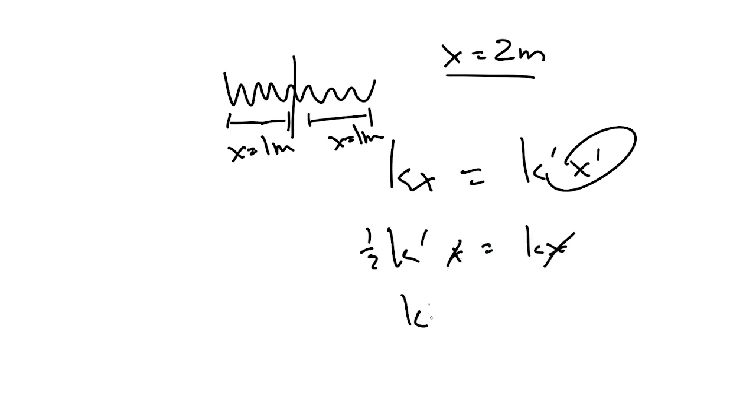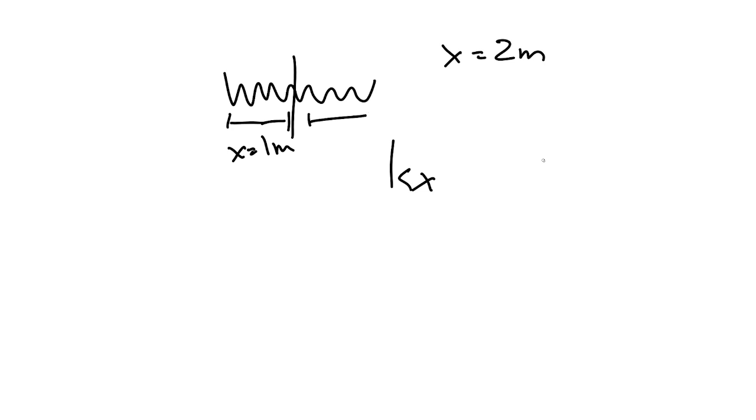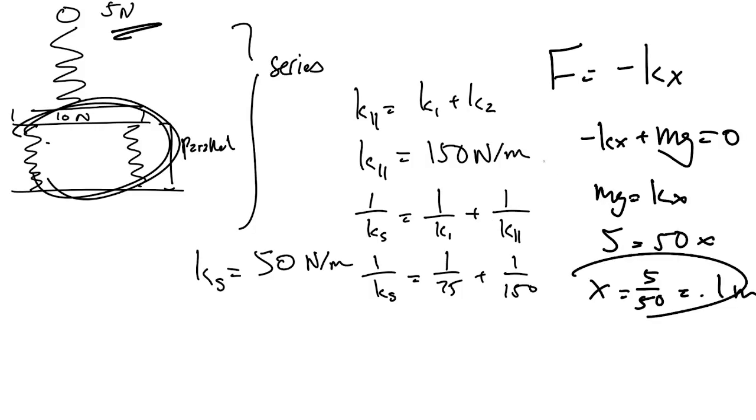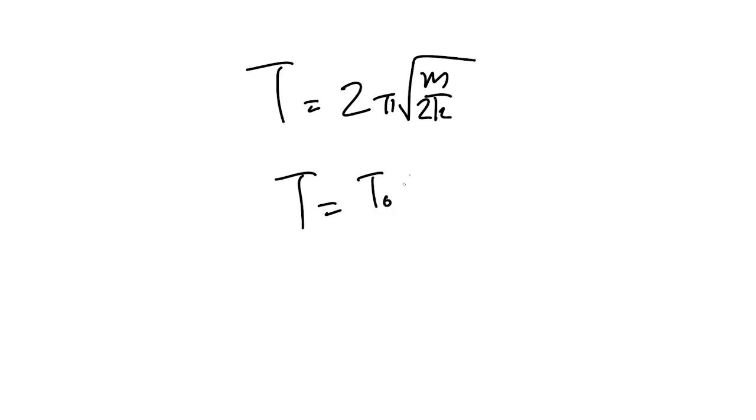Eliminate the x's, k prime is equal to 2k. So each of these springs has a spring constant of 2k. That means for our period, we have the equation 2 pi times the square root of m over k, right? This k, for our new tension, it's going to be 2k, which means that our new T is going to be equal to T naught divided by the square root of 2. That's the only thing that's different.